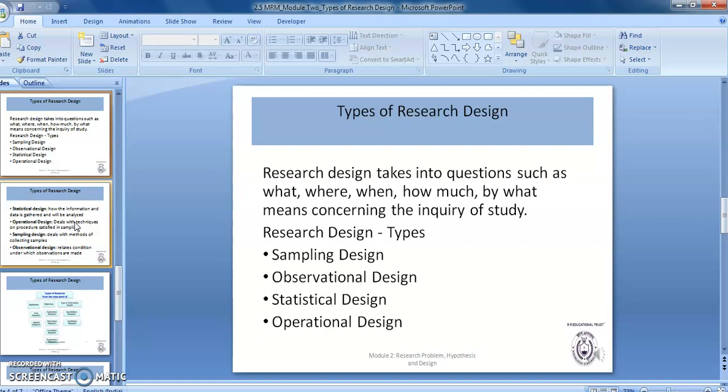For instance, you are trying to build a building. You need a design, you need some plan. Similarly, even in research, as we have been discussing, research design is essential. So research design takes into account questions such as what, when, where, how much would it cost, and by what means we are going to inquire into the study, etc. The types of research design are based on sampling, observational, statistical, and operational.